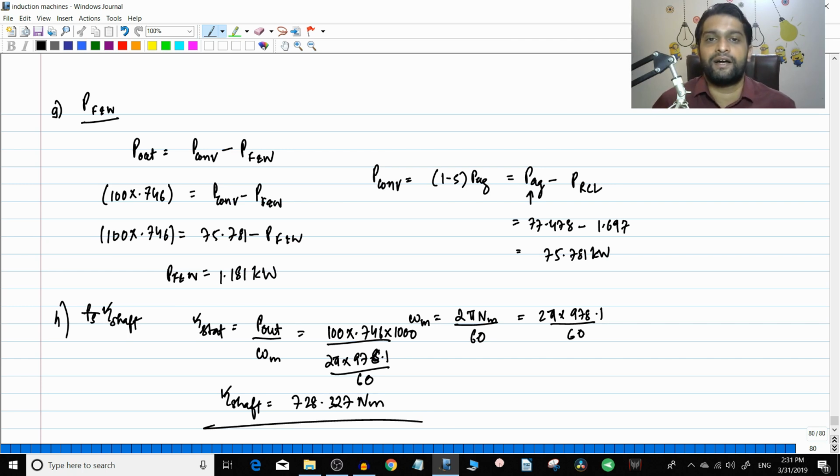So we have done a lot of problems today, around 6 problems, and the 6th problem itself had a lot of subdivisions to it. So with this, let us stop this session, and in the next session we will carry our discussion on torque slip characteristics.